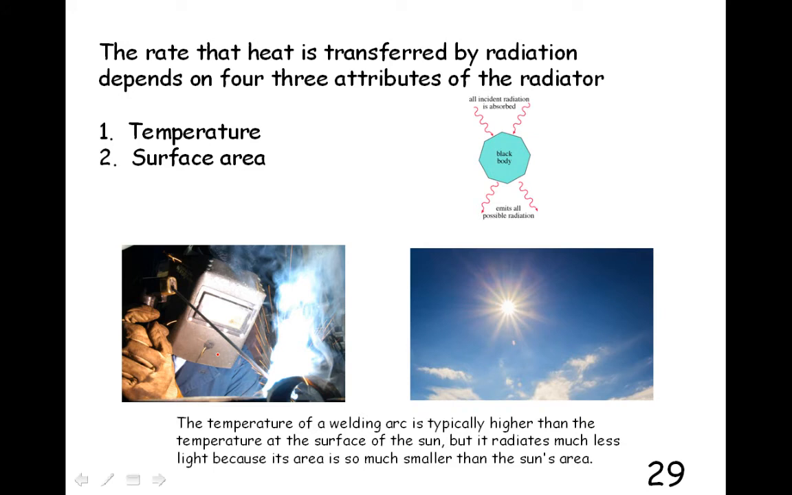Surface area. Here, the temperature of this welding arc is higher than the temperature of the surface of the sun, yet it radiates much less light than the sun because the area is so much smaller than the area of the sun. So the bigger the area, the more radiation you're going to get.